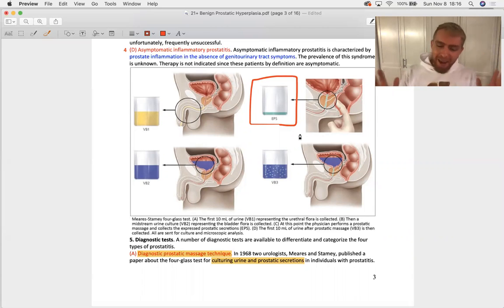And then, to add insult to injury, doc's going to stick his finger up your butt, and then he's going to wiggle that prostate and get some juice out of it. And then he's going to ask you to pee one more time.